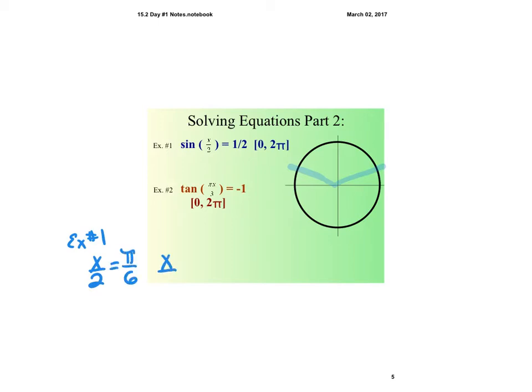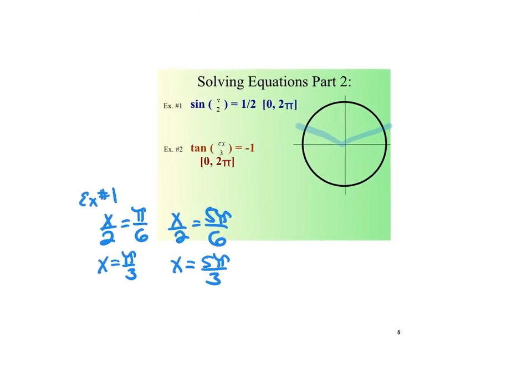And then we're going to set our x over 2 equal to 5 pi over 6 and solve both equations separately. So if I multiply by 2, I get 2 pi over 6, or pi over 3. And for the second equation, if I multiply by 2, I get 10 pi over 6, or 5 pi over 3. Okay, that's step 1.